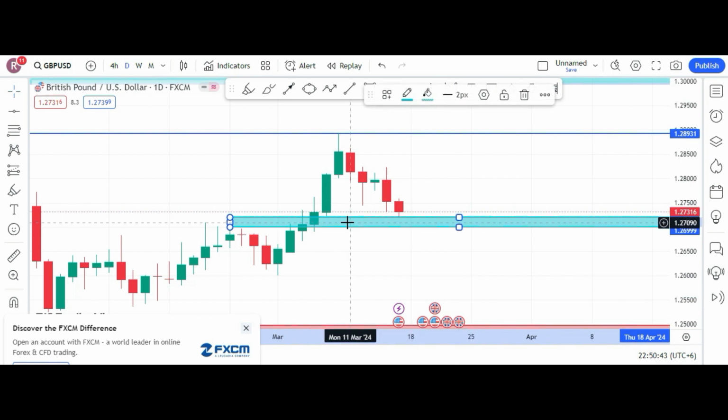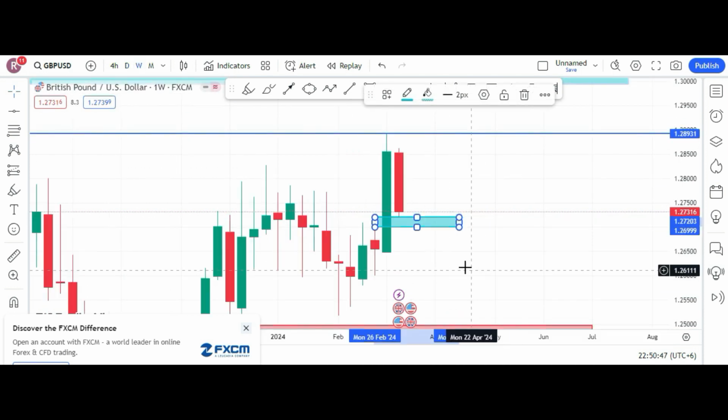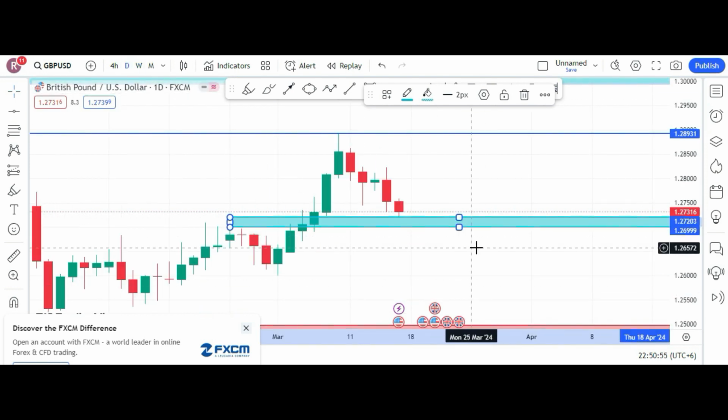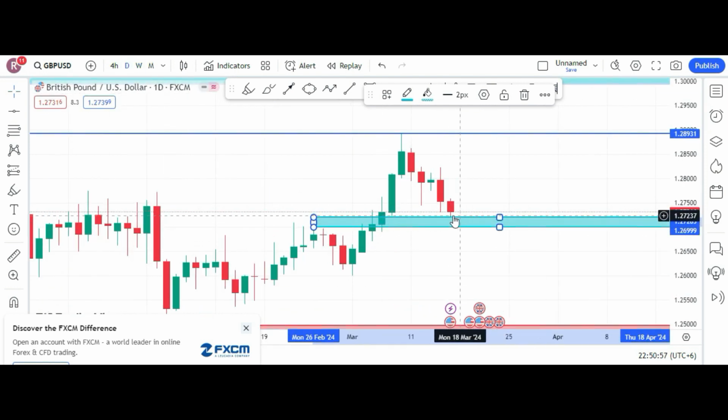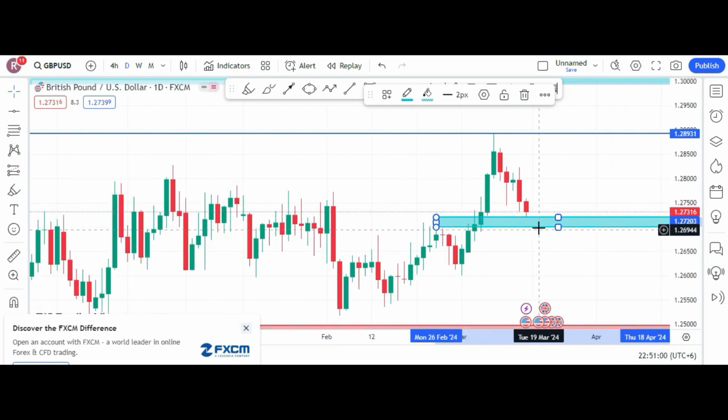And this is the only area we are left with in weekly. If we go to weekly, you can see it very clearly. This is the lower shadow of this candle, and the upper shadow of this candle is the imbalance we are left with. So in daily, we are here right now. There is nothing here which would stop the price.